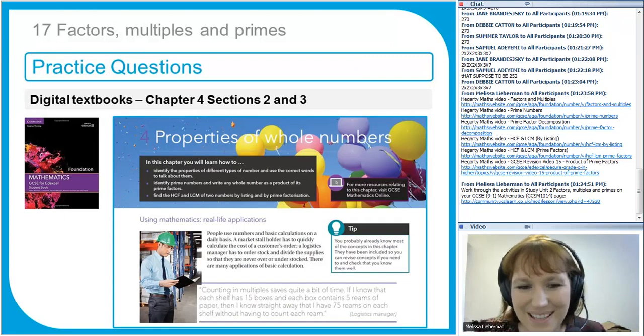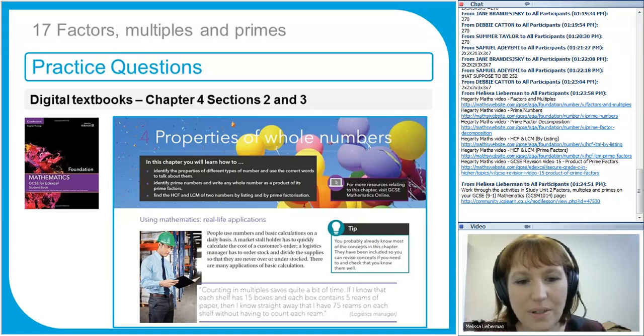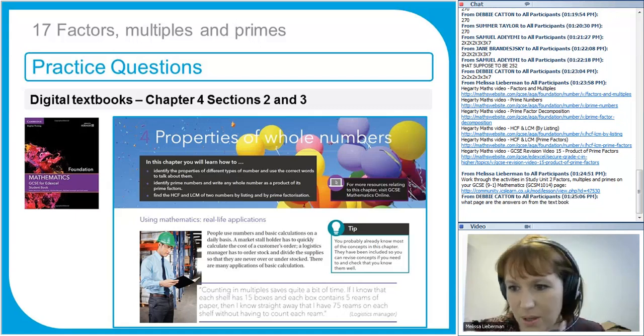You can answer the questions in the book. You know where the answers are. They're underneath where you download the book. So whether you're doing the higher book or the foundation book, it will be chapter 4, sections 2 and 3. You can use the foundation or the higher book.